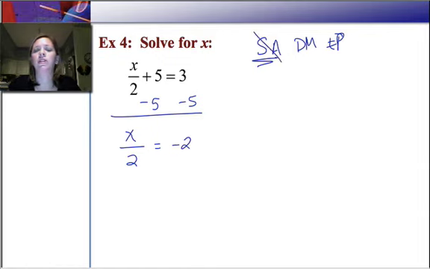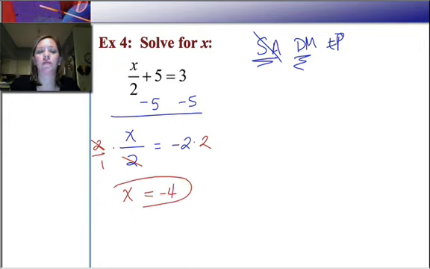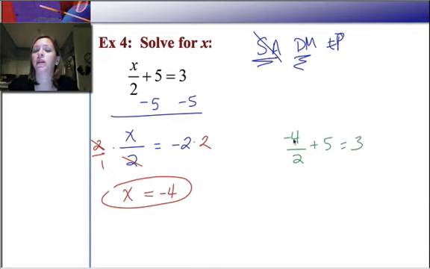So we've undone the addition and subtraction. Now we can undo the division. We're dividing by 2 here, so to undo that, we multiply both sides by 2. Think about that as 2 over 1. 2 divided by 2 is 1, so that leaves me with x on the left. Negative 2 times 2 is negative 4. So that's my solution. And again, we're going to check it. Negative 4 over 2 plus 5, we want to know, does that equal 3? Negative 4 divided by 2 is negative 2.